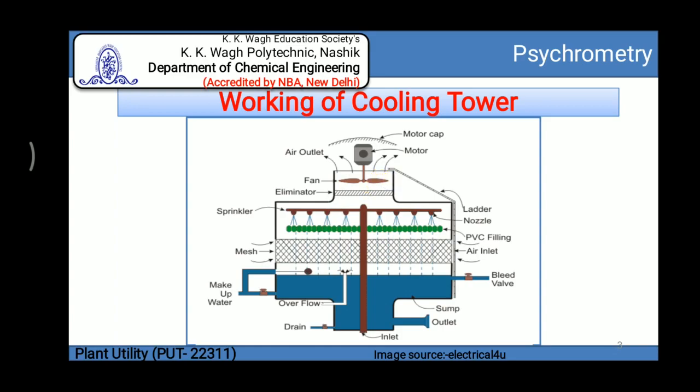And suppose that the hot air contains some amount of water in it, then that water is removed through this eliminator, because the eliminator passes only the hot air. Water is not allowed to pass through this eliminator. That's why this eliminator is provided at the top of the cooling tower. This is the general idea which I have given you for the working of the cooling tower.